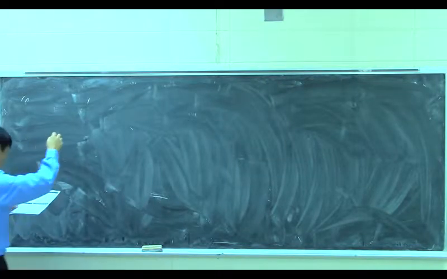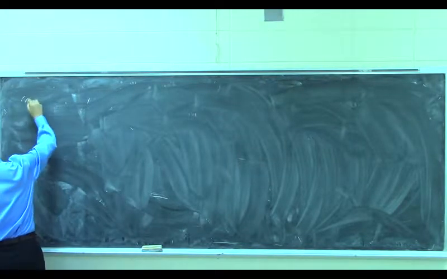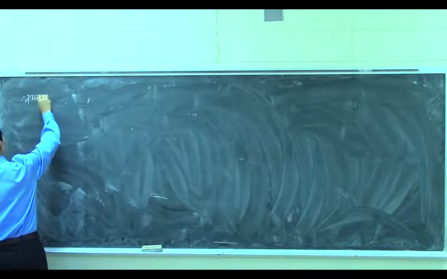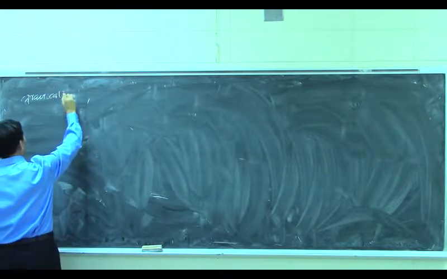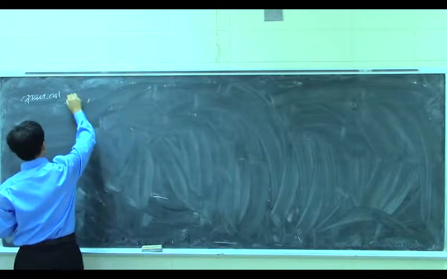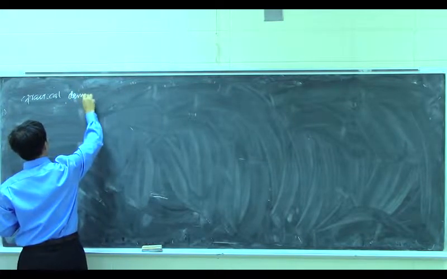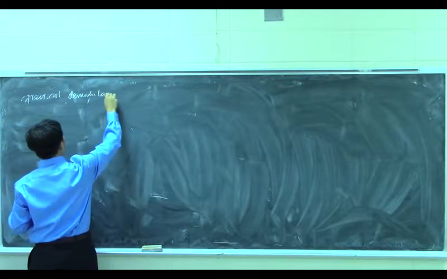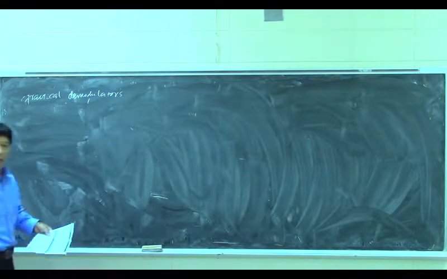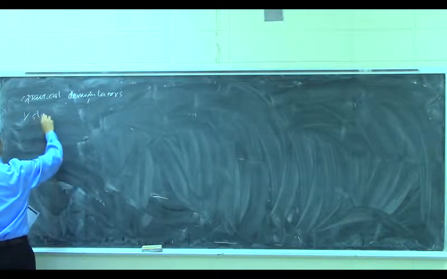Next one, we are going to discuss some other methods for FM demodulation. All these are practical. You can do this in your lab, you can try. The first one is called slope detector.